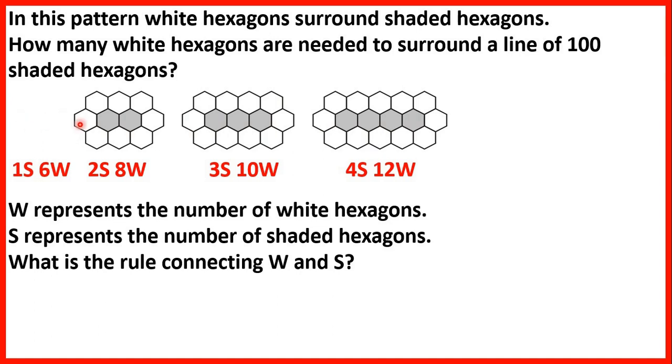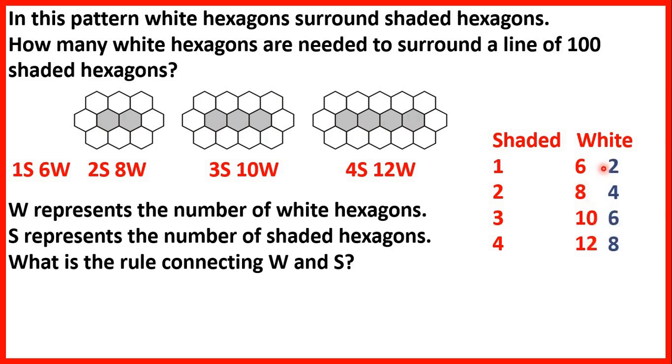We can either imagine what it would look like, or we can see the pattern that the number of white hexagons is increasing by 2 with every increase of a shaded hexagon. So we need to find the relationship or the rule connecting the shaded and the white hexagons. The white hexagons are going up by 2, so we can write the 2 times table next to the number of white hexagons. And we can see that the number of white hexagons is always 4 more than the number in the 2 times table.